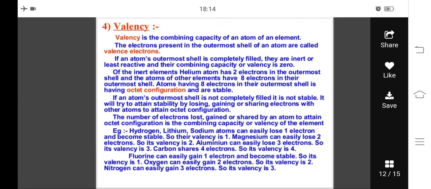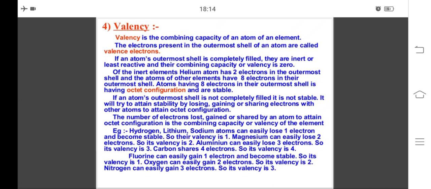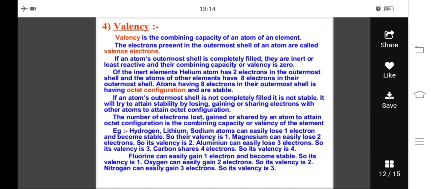Noble gases, as they have their completely filled shell, don't have any capacity to gain or lose, so that's why their valency is 0. And this rule of gaining or losing electrons to complete the valence shell is known as the octet rule.